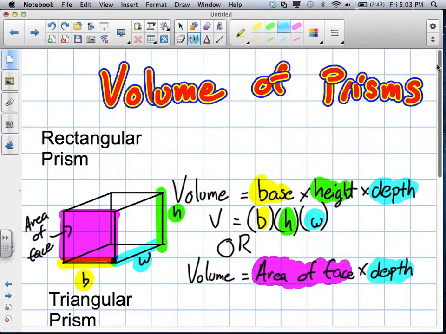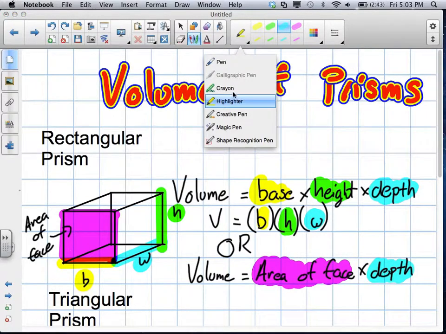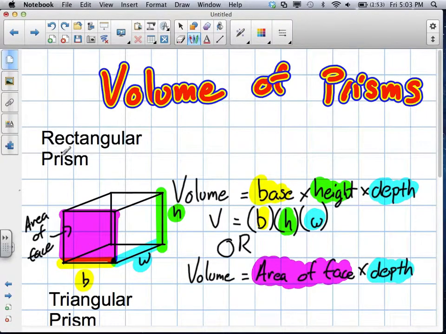Okay, so we're going to talk about volume of prisms today. We've written a couple things down already, and we're just going to talk about them. First shape we have is a rectangular prism, which is this guy here. This looks like a square, this object. We're going to call it a rectangle. It's a four-sided shape, okay?